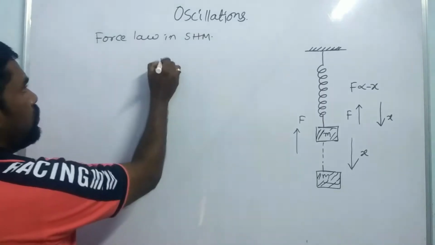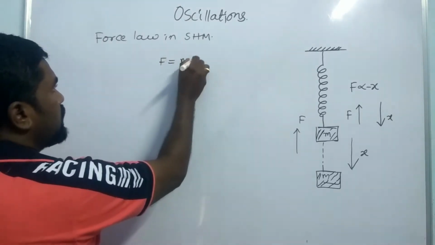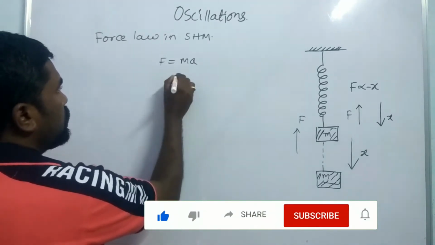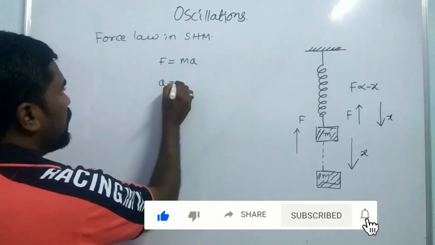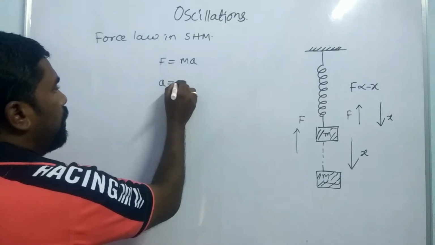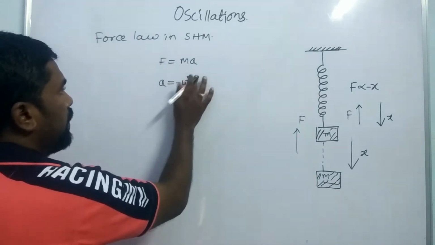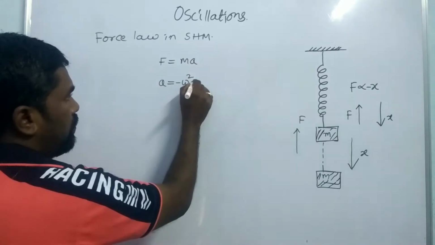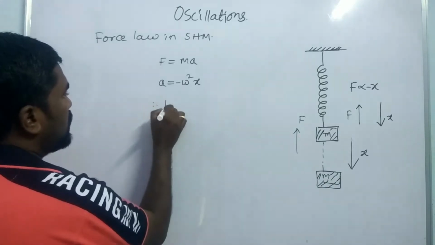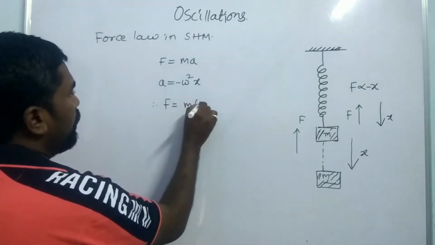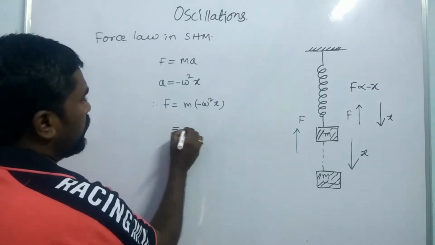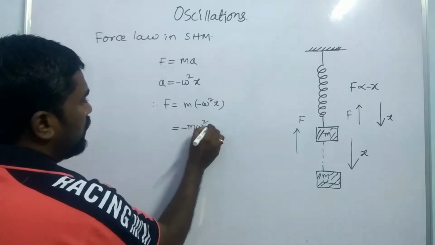Let us see. The force F is equal to ma from Newton's second law. Okay, F is equal to ma here. So for a, already you know that the acceleration of a simple harmonic motion is equal to minus omega square x, or y, whatever the displacement of the particle is. So then we have to substitute here. Therefore F is equal to m into minus omega square x. A will be replaced by minus omega square x. Here you can write minus m omega square x.